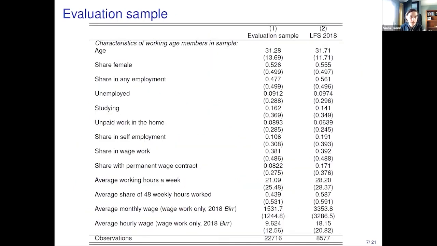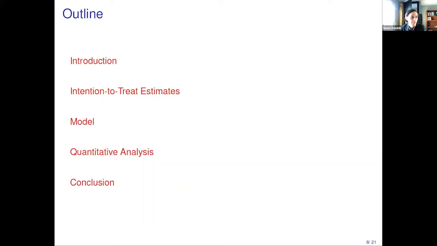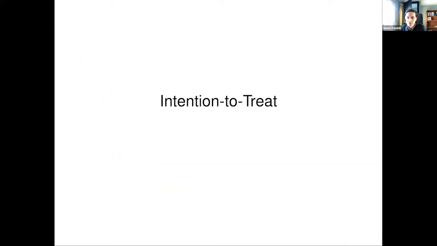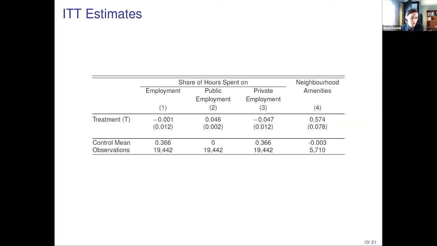Okay, I'll skip through some of the data. That's what the city looks like with the randomization outcome. Orange locations are treated over there. So let me show you the intention to treat estimates. This is what you would do in a traditional approach, just looking at residents living in I and regressing their outcomes on whether their location I is treated or not. And we're going to start by doing that just to see what happens to people living in treated areas. Because of course, you can only be in the program if you live in a treated area.